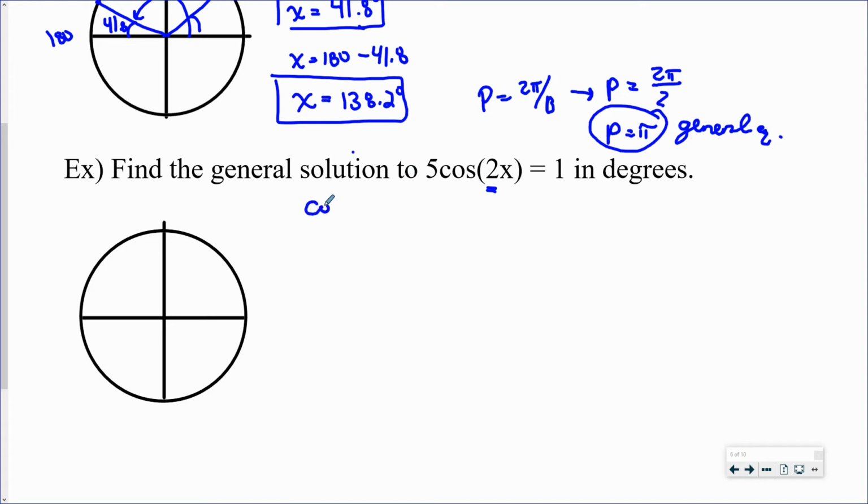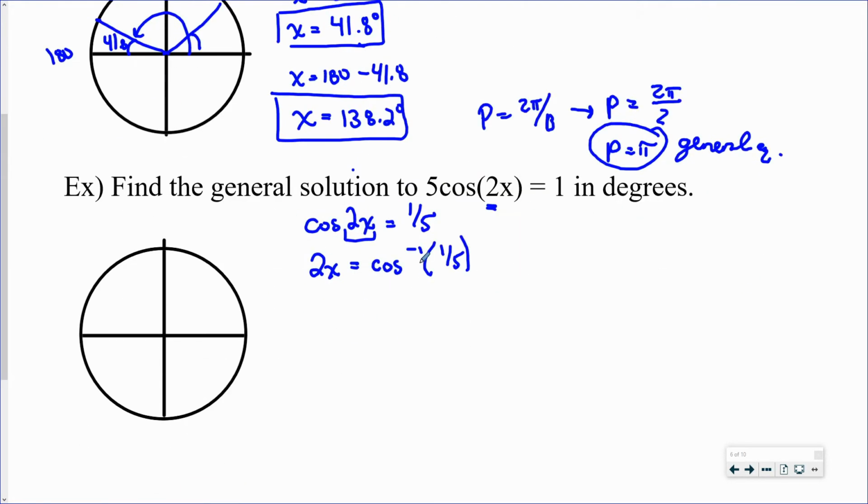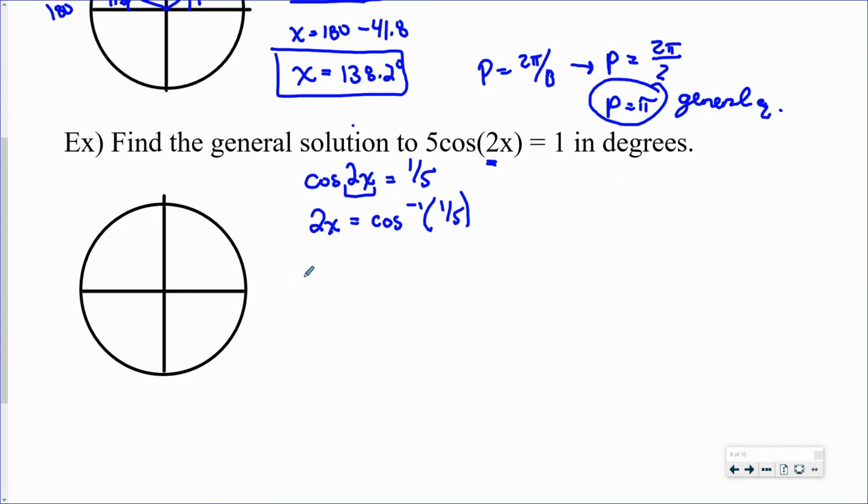So the first step you can do is solve this for cos. So you get cos 2x equals, divide both sides by 5, and you get 1/5. Now, same procedure as before, right? Where you go inverse cos of 1/5. Notice though how you always take the argument out, right? So in this case, the argument's 2x. In the question before it was x, so it's just x equals inverse sine. In this case, it's 2x equals inverse cos. So when you go to your calculator, now it's in degrees again, and you type in inverse cos of 1/5, I just want to double check my answer here, make sure I have the right one.